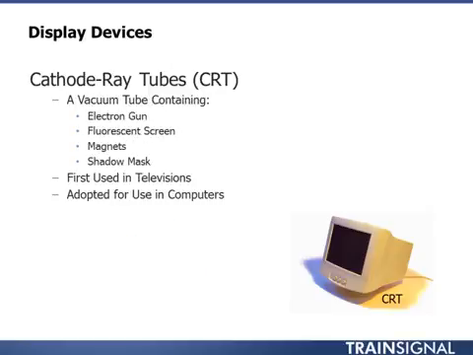All right, let's talk about CRT, cathode ray tubes. Let's talk about how it works. It's a vacuum tube which contains, right, it's this big old vacuum tube that contains an electron gun, a fluorescent screen, some magnets, something called a shadow mask, which we'll look at in just a bit here. And we've had cathode ray tubes or CRTs going way back in our older standard definition televisions, and then of course it was also in our original computer monitors.